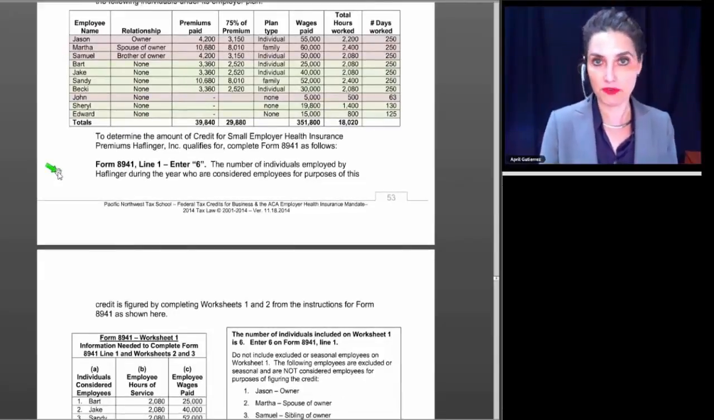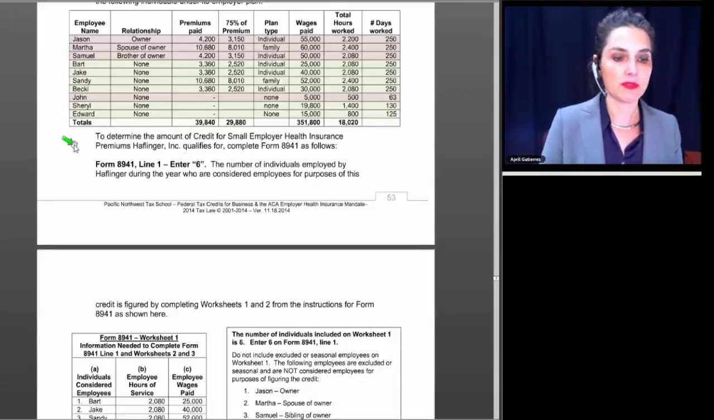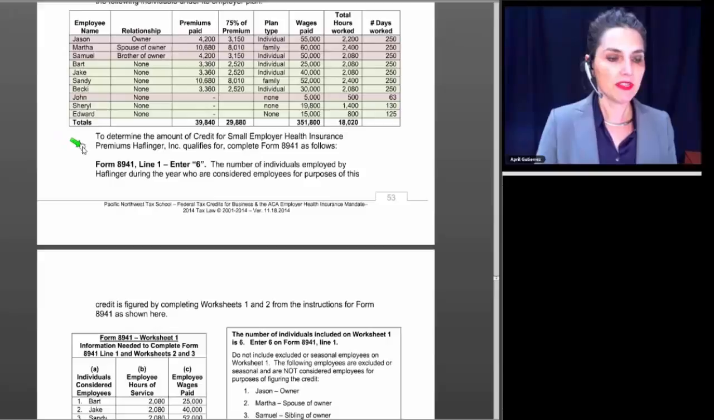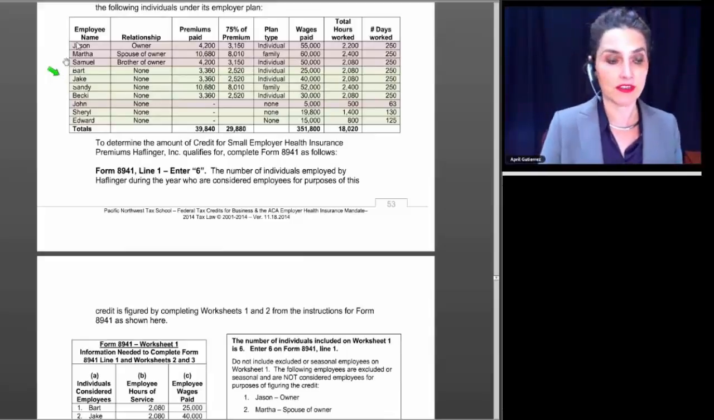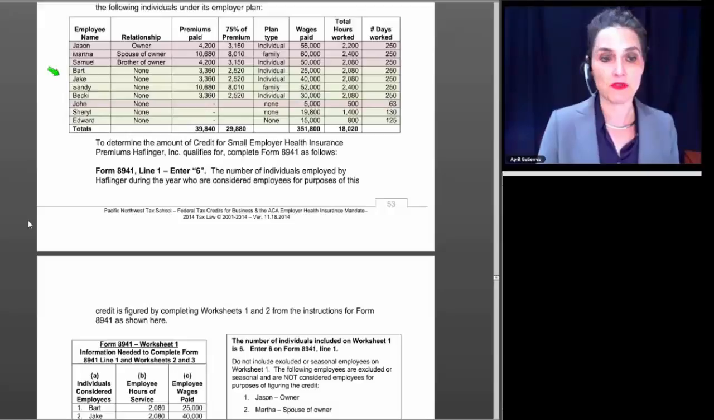So they're thrown out for both sides of the computation. To determine the amount of the credit for small employer health insurance premiums, Haflinger really needs to keep a record and present a record to the tax practitioner that includes all of the information you see here. It's pretty difficult to even begin to fill out Form 8941 if you don't have the information.